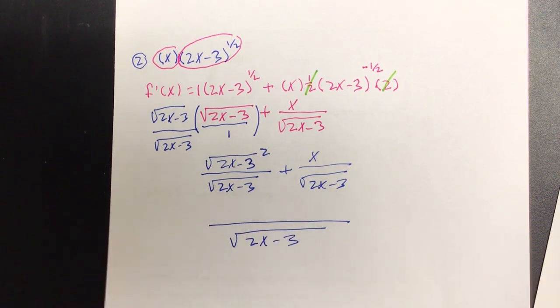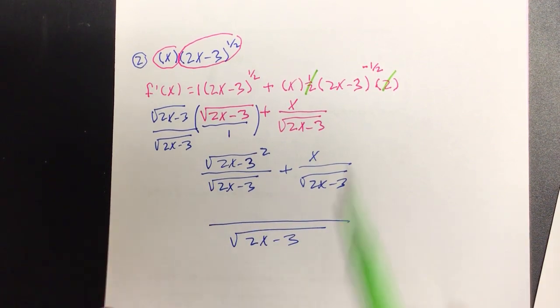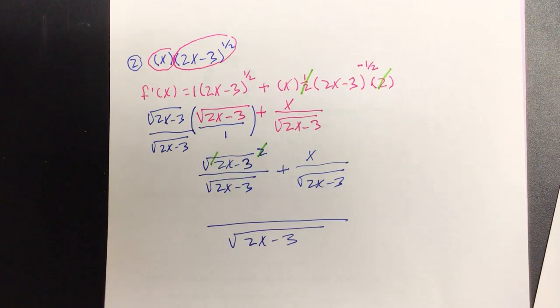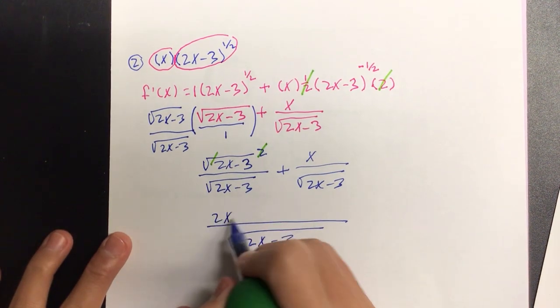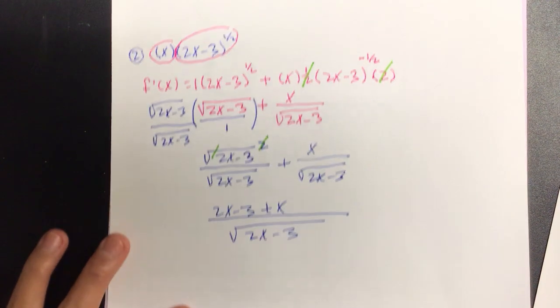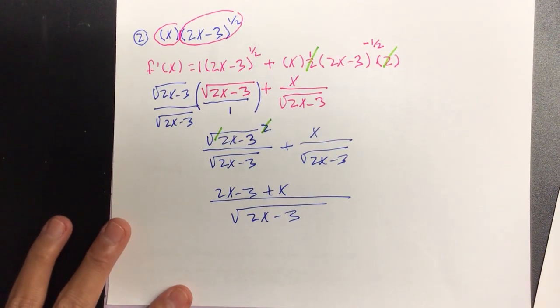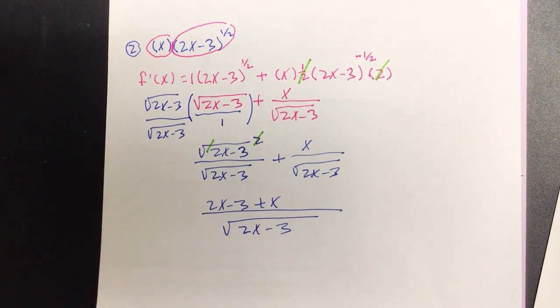And then on the top, something interesting happens. The square and the square root does what? They go away. So I have 2x minus 3 plus x. And there's one more thing I can do on the top. Can I combine like terms? And if you look at your answer choices, which one is going to give me the correct combined like terms? Very good.